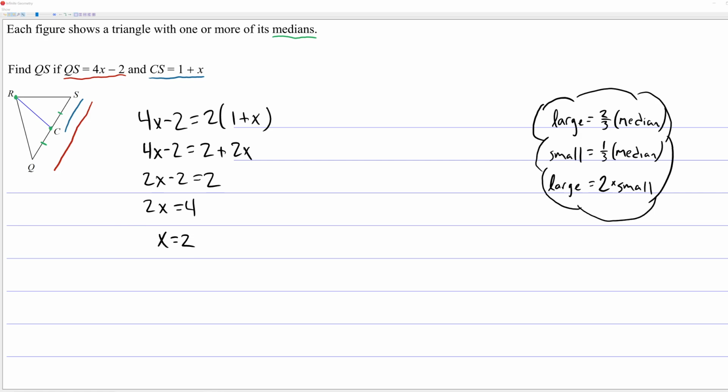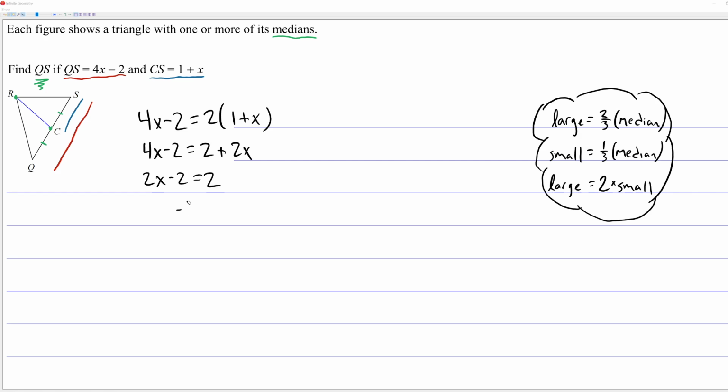Now just be careful. Make sure you actually answer the question that you're being asked. And that is, find side QS. Well, we have this expression for QS, 4x minus 2. So we know that QS is equal to 4 times 2 minus 2. That's 8 minus 2, which is 6. So that's just basically how to deal with medians. Pause the video if you want to review this problem, because I'm about to go on to something else.